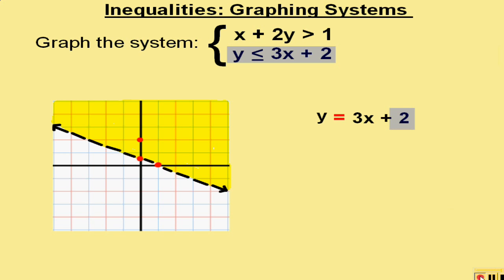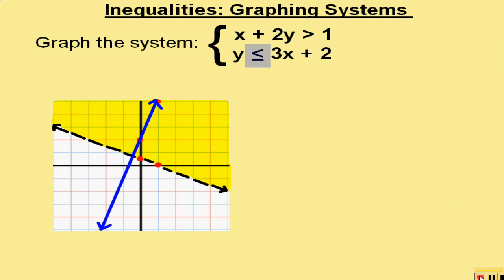We now use the slope, which is in this case 3, and move 1 right and then 3 up to give us a slope of 3 over 1, or a rise over run of 3. We then plot the point and draw a line that is either solid or dotted depending on the symbol. Since the symbol is less than or equal to, our line is a solid line.